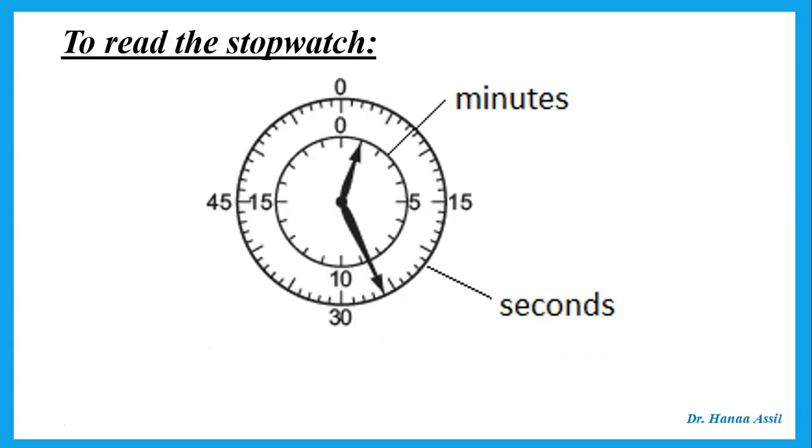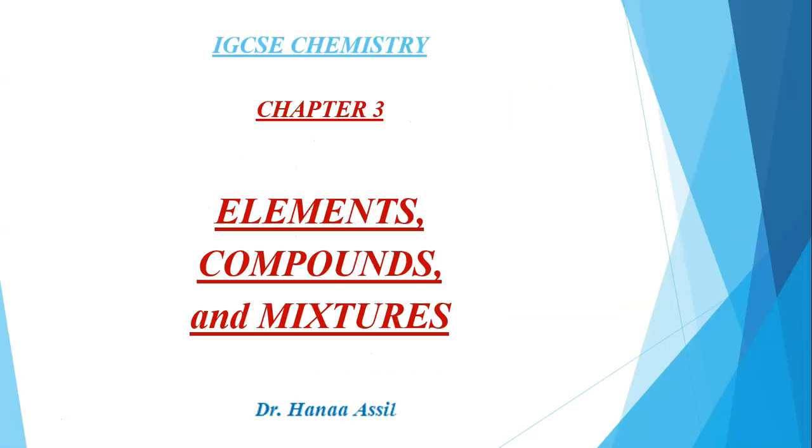Reading a stopwatch, we know that what is inside is minutes and what is outside is seconds, and they usually indicate that. We need to see how many minutes and how many seconds, and usually we are required to put this in a table in the form of seconds. So we need to change the minutes and seconds to a total number of seconds.